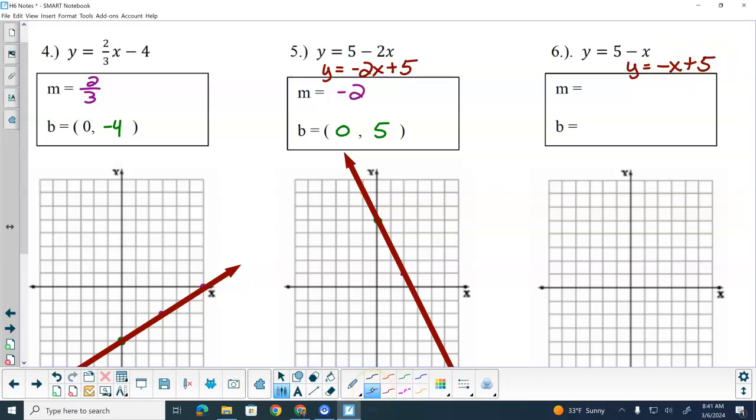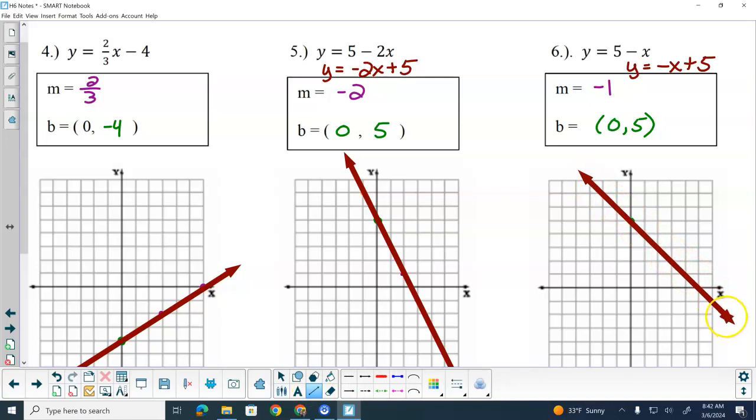Gives me the slope of -1 and the y-intercept of 5. Negative 1 is down 1, right 1. Up 1, right. Agree with my number 6. Yeah. Okay.